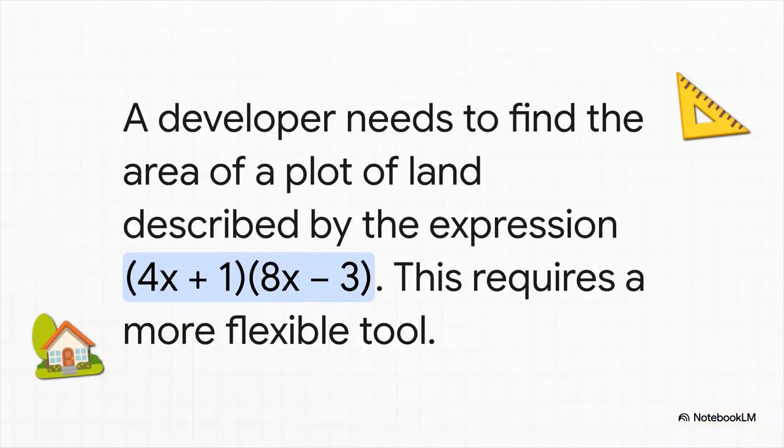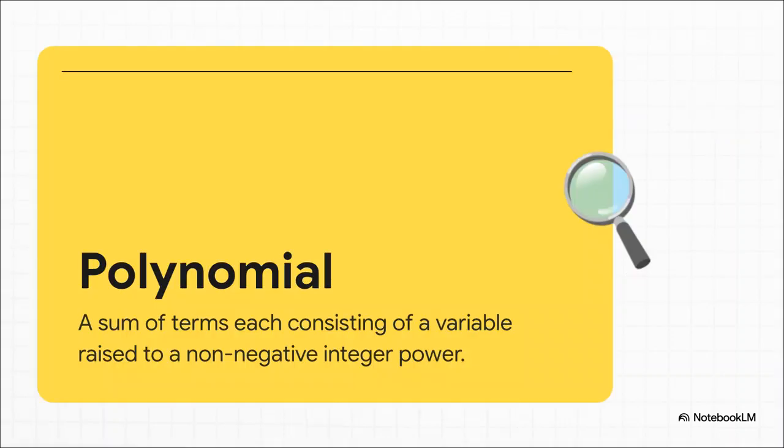So picture this. A developer is planning a house on some land. The dimensions aren't just simple numbers, they're variables that can change. See, the area isn't just a simple line anymore. It's a whole two-dimensional space that needs a different kind of calculation. The tools for this job are called polynomials. We call them our building blocks. Yeah, they look a little more complicated, but that's exactly what gives them their power.